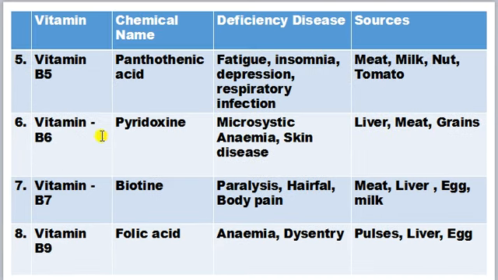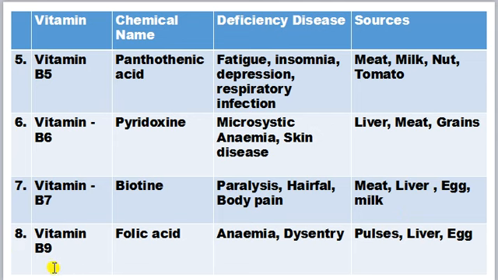Now 6 is vitamin B6, also known as pyridoxine or pyridoxamine. Its chemical name is pyridoxine, and its deficiency causes microcytic anemia and skin disease. Its sources are liver, meat, grains. 7 is vitamin B7, also known as biotin, which is very much required for your hair. Its deficiency causes hair fall, paralysis and body pain, and its sources are meat, liver, egg and milk, etc.